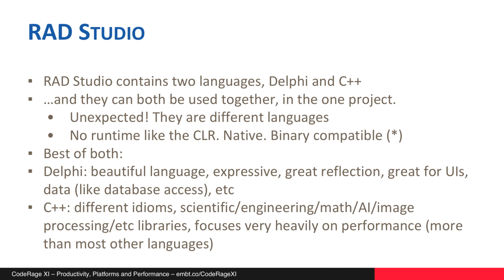Delphi, of course, is a beautiful language. It's expressive, it has great reflection, it's great for UIs and data and database access and that kind of thing. C++ has very different idioms, and it's very good for scientific and engineering and math and image processing and that kind of thing. Especially things focused very heavily on performance, more than most other languages. C++, especially modern C++, has a lot of language features that are designed to help the compiler produce very performant code. In fact, a lot of stuff can often be evaluated at compile time.